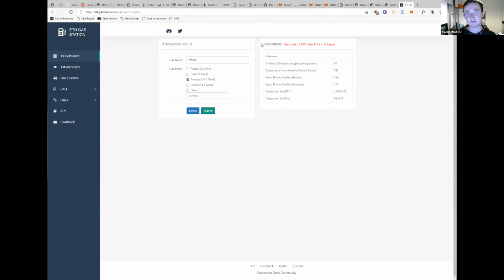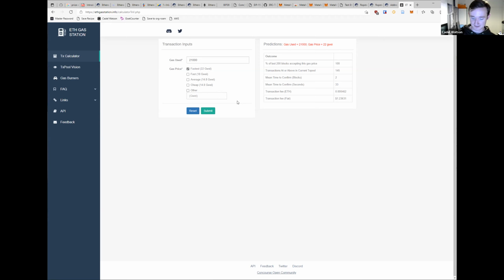Whatever I put in here, if I click submit, I get a breakdown of how fast my transaction will be. If I send the average fee on the main Ethereum network, it might take 318 seconds to confirm on average, and it will cost me 80 cents. But if I want it to run as fast as possible, and I change my gas price to 22 and submit it again, now it's going to cost me $1.23, but it's going to run in 33 seconds. So 10 times as fast.